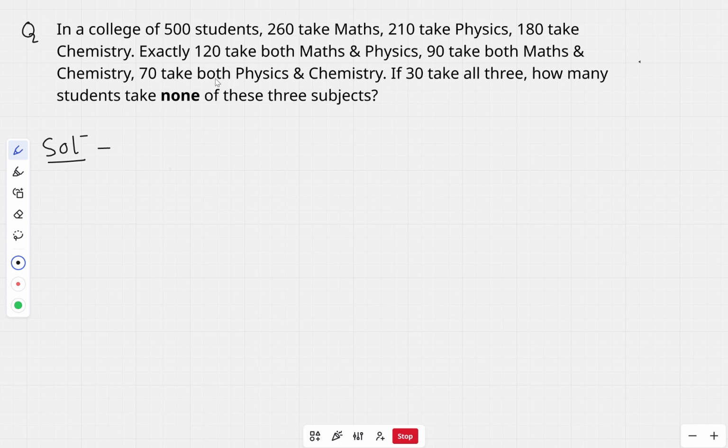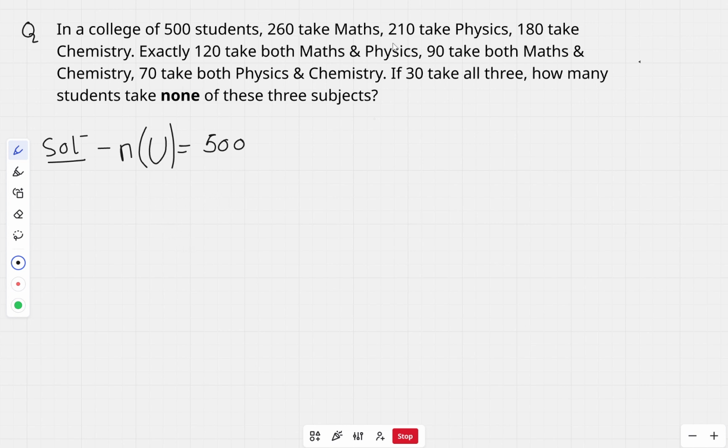So for example, in a college of 500 students, there are total 500 students. So we know that the universal set, n of U, the number of elements in the universal set, is 500, because every student is considered in this 500. So yes, the elements in the universal set are 500.